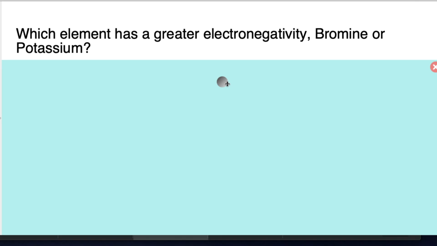So here's an example of a claim evidence reasoning that you can give your students that asks them to make the claim. Which element has a greater electronegativity, bromine or potassium? Now, some of my students will look up the data on the periodic table and they will say, this one's greater because this is its electronegativity value. But again, I don't want them to just give me facts. This is the way it is. I want them to explain why they know this to be true.